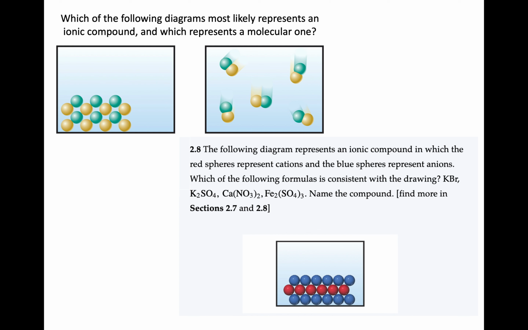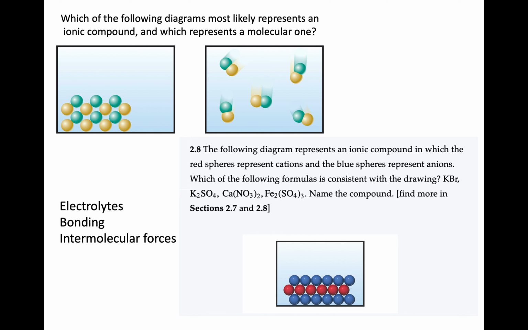We ask questions about this sometimes on our exams, considering which of these would be more likely to be an ionic compound versus a molecular one. Here's another end of chapter question representing an ionic compound, and asking if we have the red spheres represent cations and the blue ones anions, which formula would be consistent. See if you can name it.